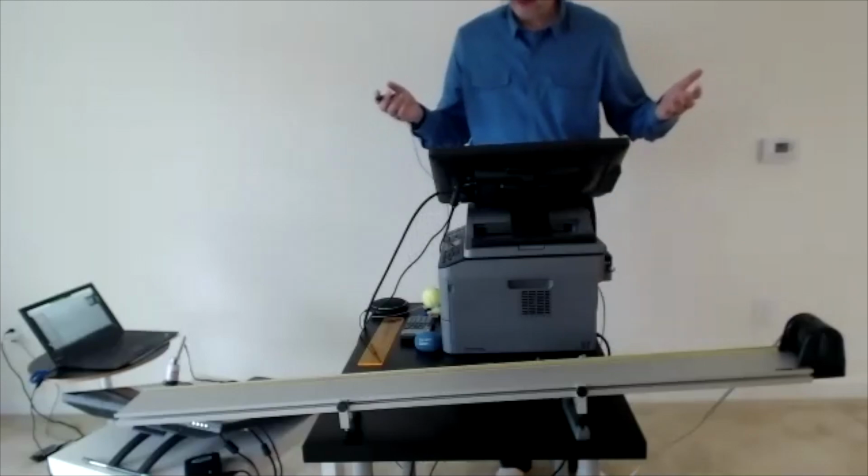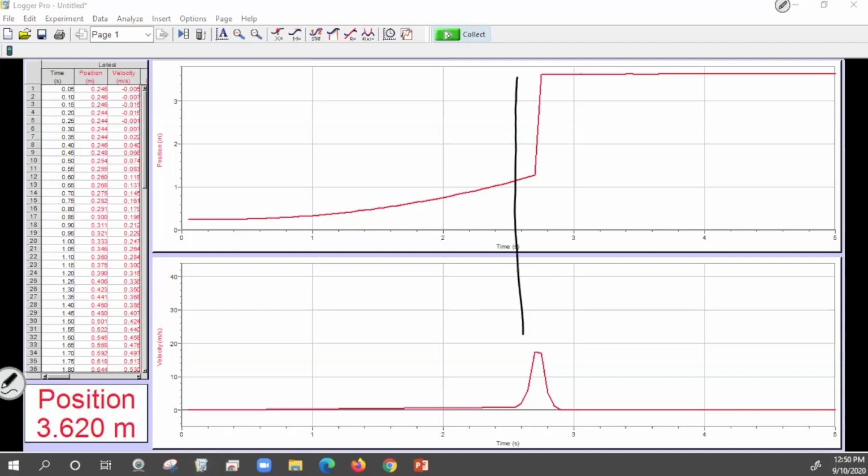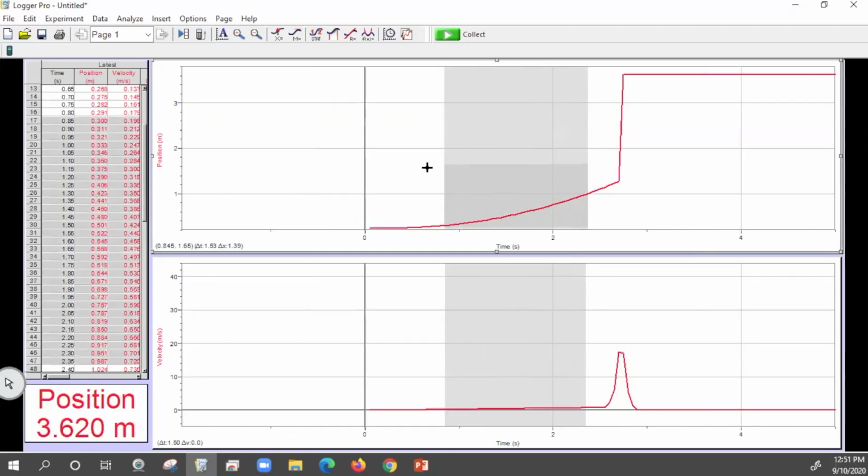Of course, we don't care about anything that happened after this time. I'm going to select this region and I'm going to try a linear fit.